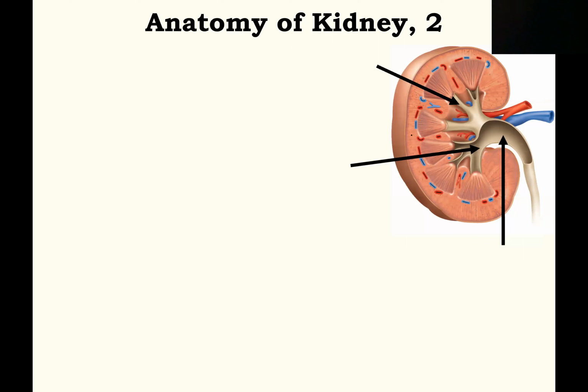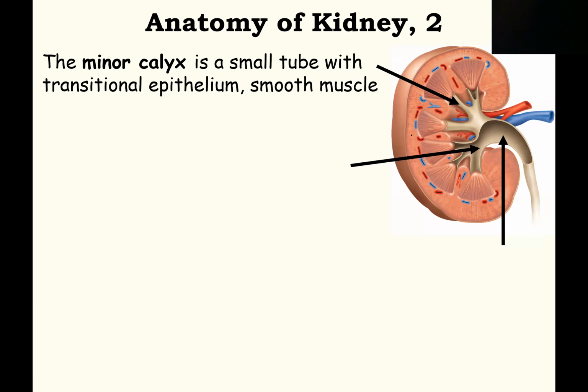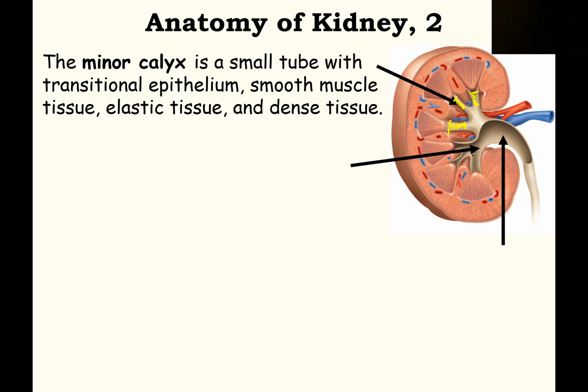Okay, continuing within the kidney, you have a series of tubes. The minor calyx is a small tube with transitional epithelium, smooth muscle, and elastic tissues in the middle layer, and dense tissue on the outside. So this would be a minor calyx. For every renal pyramid, there is a minor calyx. Transitional epithelium is special because it happens to be different than typical stratified epithelium.